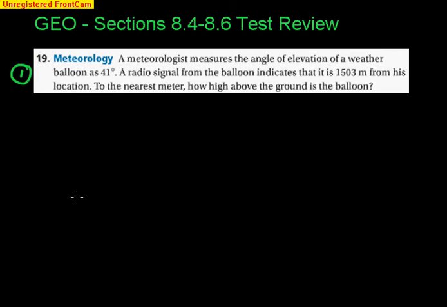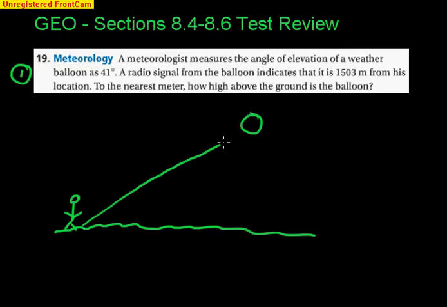Okay, so again, here's this guy. He's on the ground. And there's a weather balloon up above. Okay, there's my balloon. And the angle of elevation is 41 degrees. So from the man to the balloon, that's a 41 degree angle.